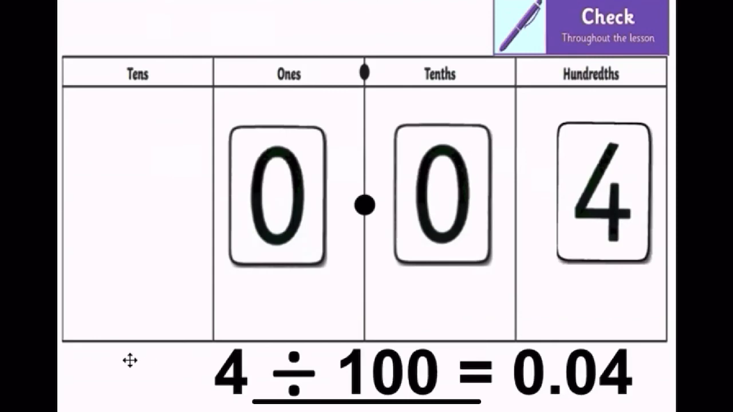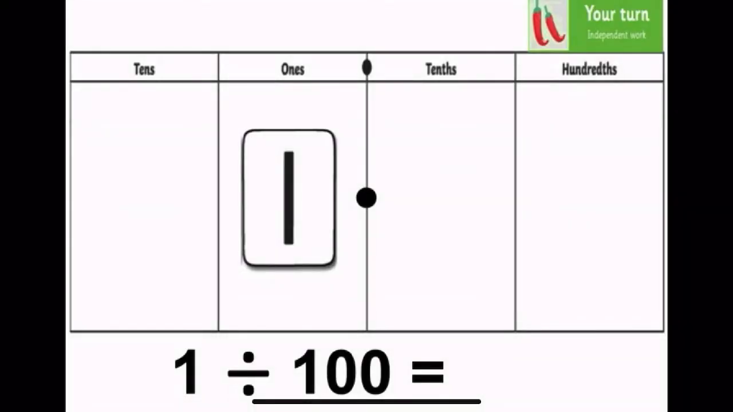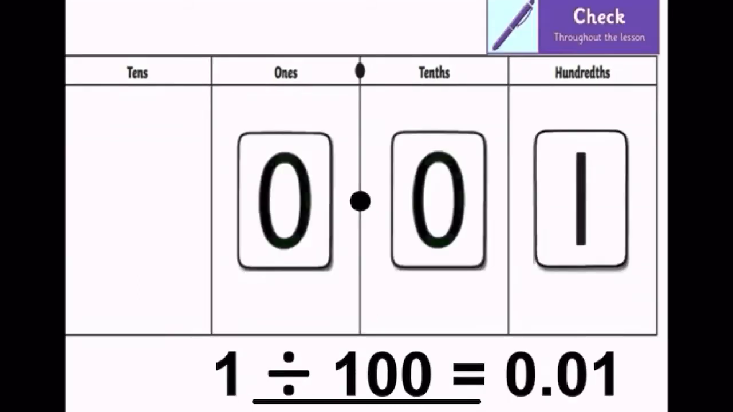Should we try another one? So have a go at this one. 1 divided by 100. Pause the video. Join me in a moment for the answer. So how did you get on with that? We know that the 1 moves 2 places to the right, so that then makes 0.01, 1 hundredth. Let's move on to some 2-digit numbers now.